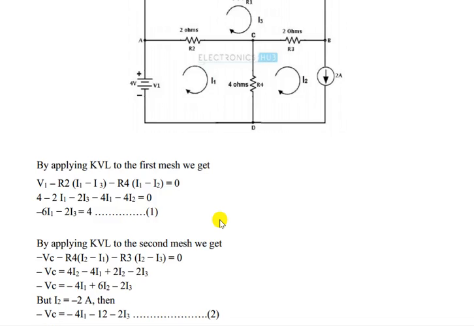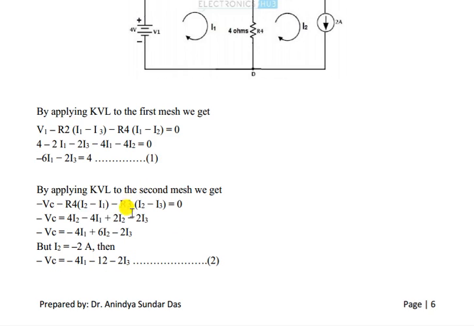Now if we want to apply KVL at the second loop, we have to find out the voltage drop across this current source. So this is say plus minus, and now if we go in the clockwise direction, then we are going plus to minus. So minus Vc, voltage across this current source. Then voltage drop across R4 is minus R4 into (I2 minus I1). Then for R3, I2 is flowing from left to right and I3 is flowing from right to left. So R3 into (I2 minus I3). So you can solve it.